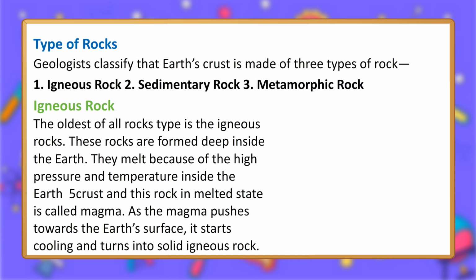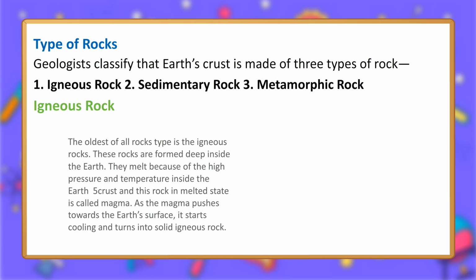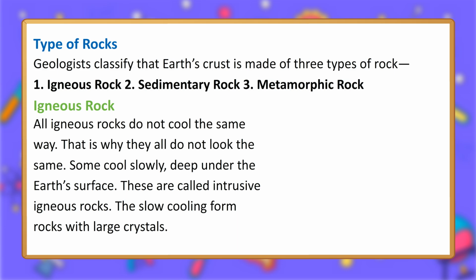These rocks are formed deep inside the Earth. They melt because of the high pressure and temperature inside the Earth's crust, and this rock in melted state is called magma. As the magma pushes towards the Earth's surface, it starts cooling and turns into solid igneous rock. All igneous rocks do not cool the same way. That is why they all do not look the same.